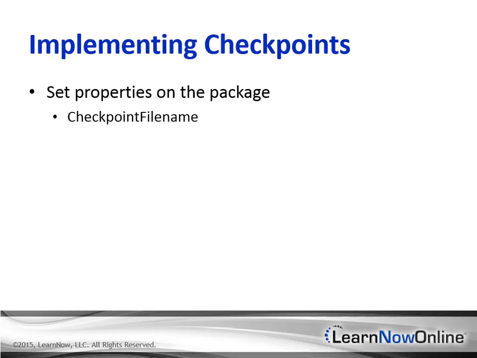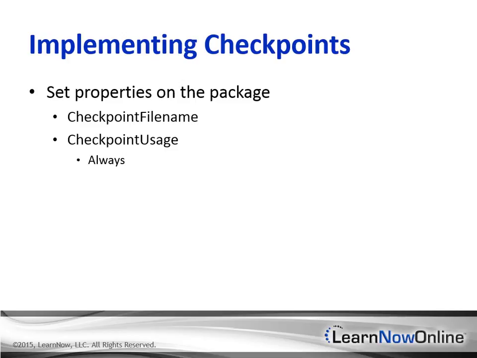The first one is CheckpointFileName, and this specifies the name and location of the checkpoint file. You have to set this property, but the name can be any valid Windows file name with any extension. The second property is CheckpointUsage. This determines how the package uses the checkpoint file while the package executes, and it has three different settings.